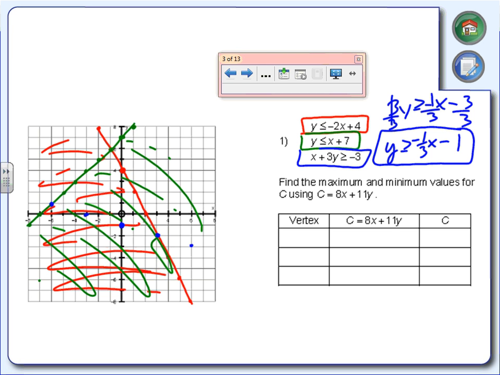Once again, we do have a solid line. That's because of the equal sign underneath the inequality. And we're going to shade. Since it says greater than, we're going to shade to the top of the line. So very lightly shade to the top. Everything I've done up to this point is exactly what we did yesterday.